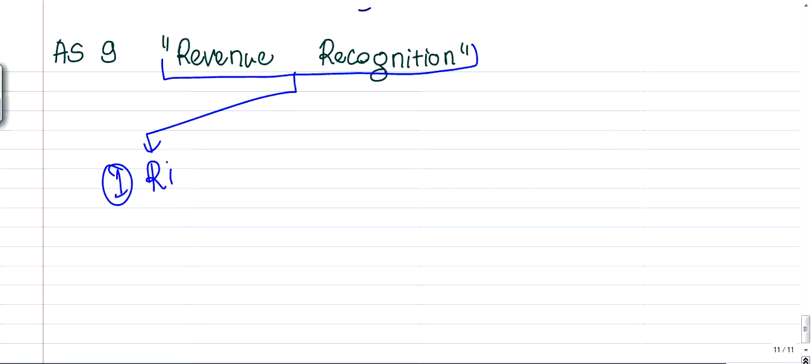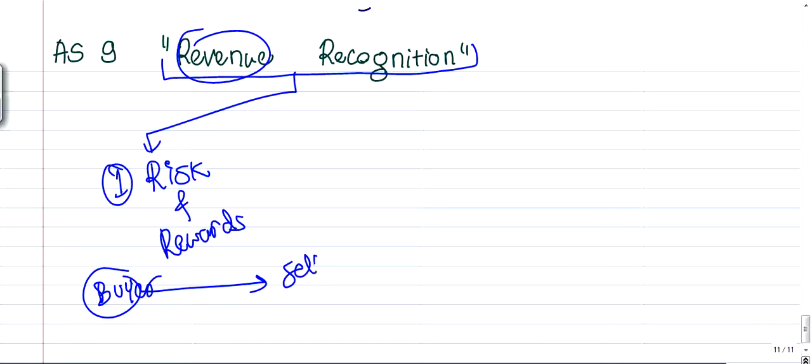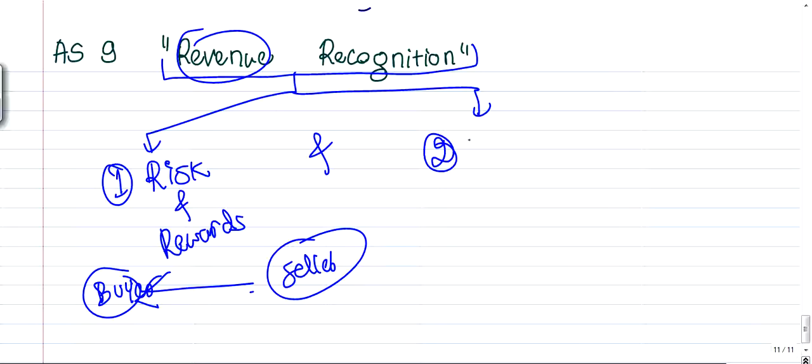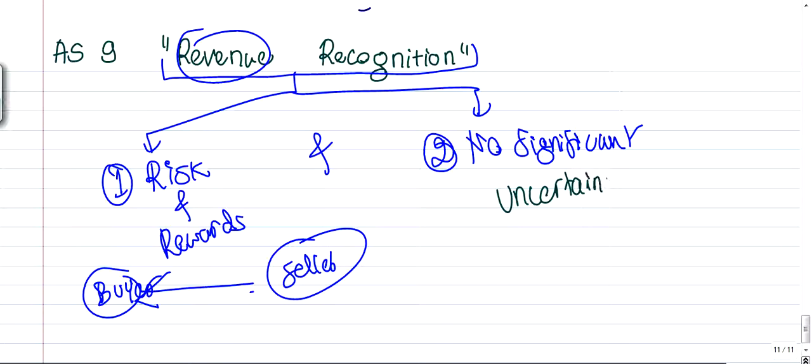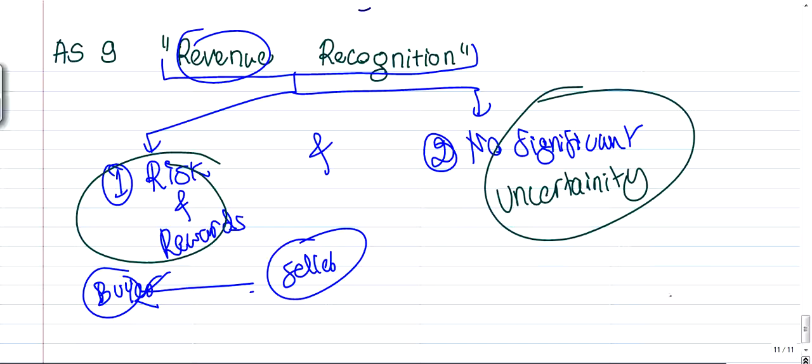First, to recognize the revenue in the books of account, risk and reward should be transferred. Risk and rewards should be transferred from seller to buyer, then the seller can recognize the revenue. And one more thing, there is no significant uncertainty with regard to the inflow of the amount. So when these two conditions are satisfied, revenue can be recognized.